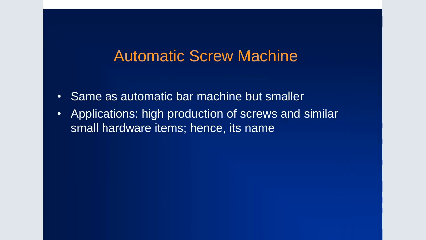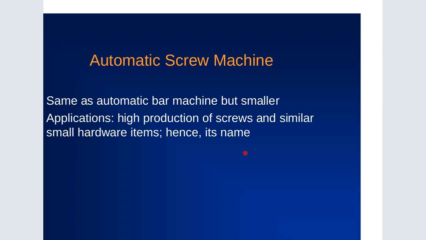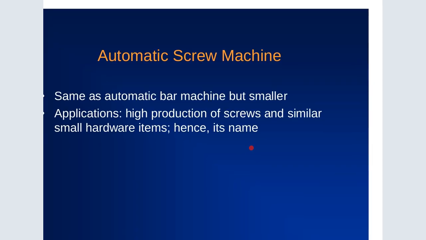We have the automatic screw machine. What are these machines? These are machines that are used to make screws automatically. They are the same as the automatic bar machines, but smaller. Applications: the high production of screws and similar small hardware items, hence its name. So this machine is used to produce very many small hardware items like nails, screws, nuts, and so on.